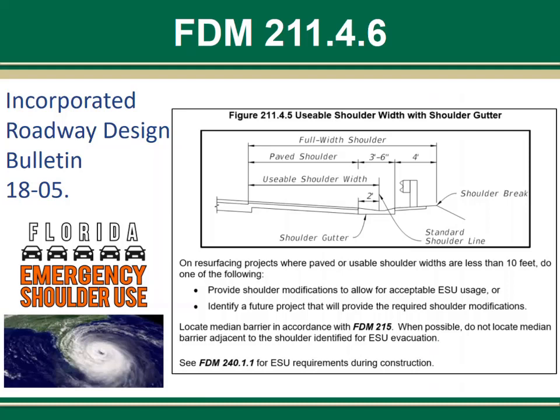We also clarified our guidance for 3R projects. Previously, the FDM language said that shoulder widths for ESU that are less than the 10-foot minimum should be addressed by 3R projects.